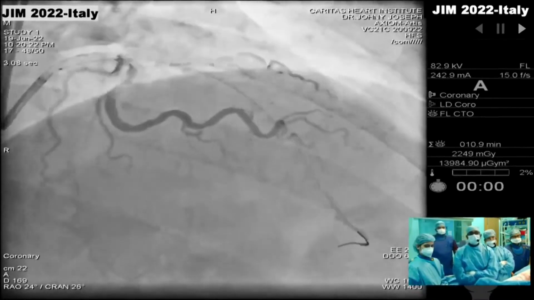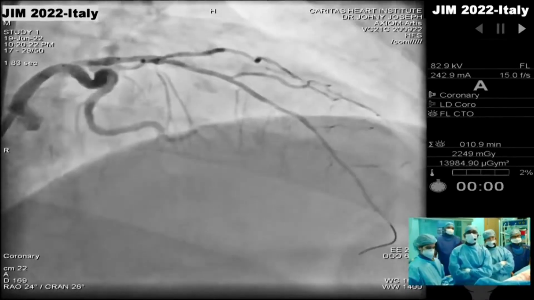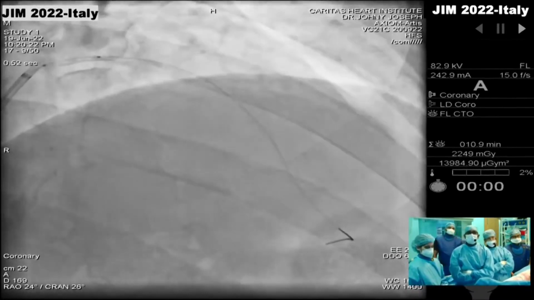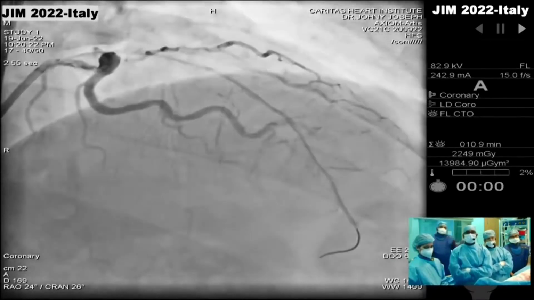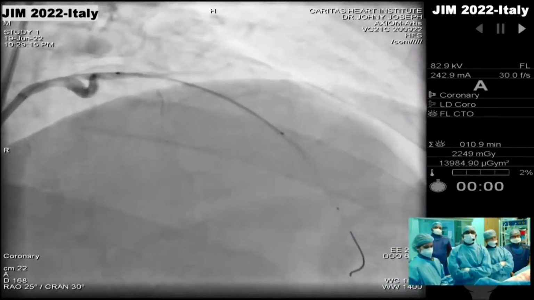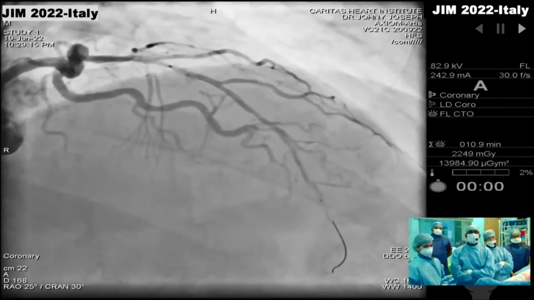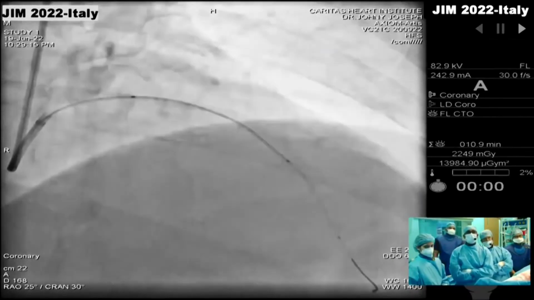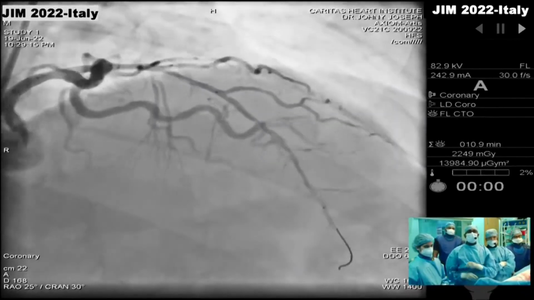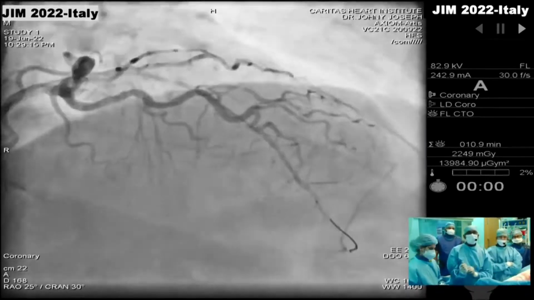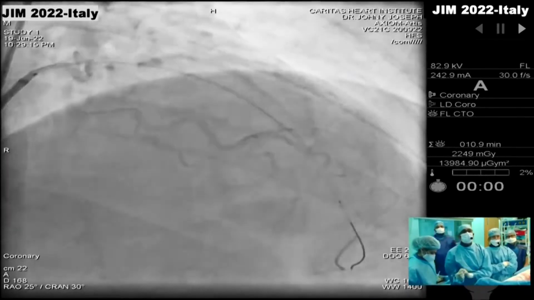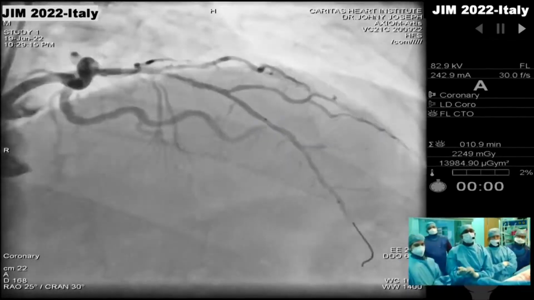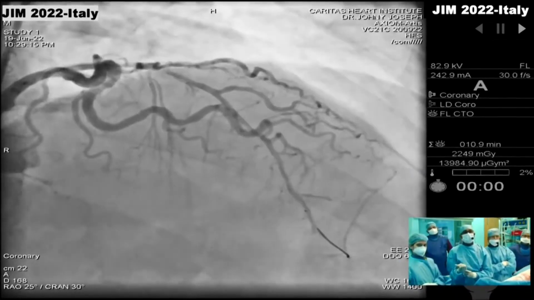Now then we decided that we'll go ahead with an OCT evaluation. We gave some nitroglycerin prior to OCT evaluation. Next image. So that's the OCT run. We took a long run, that's a 75 millimeter long run from LAD. Okay, now we'll come to the OCT. Before I go to the OCT images, would you like to discuss something regarding this?